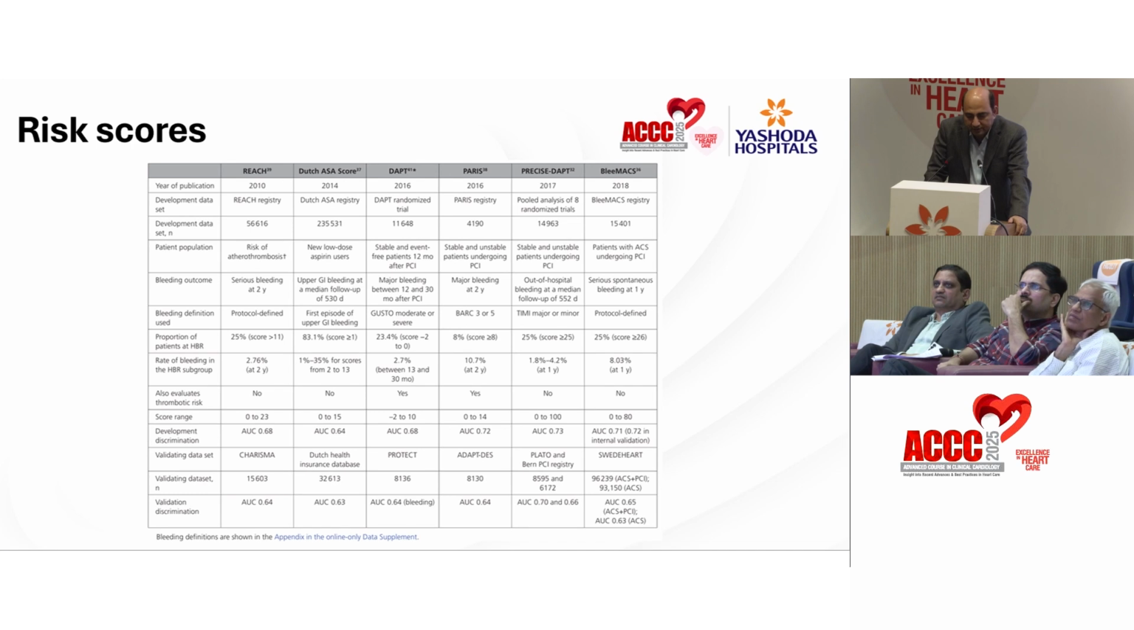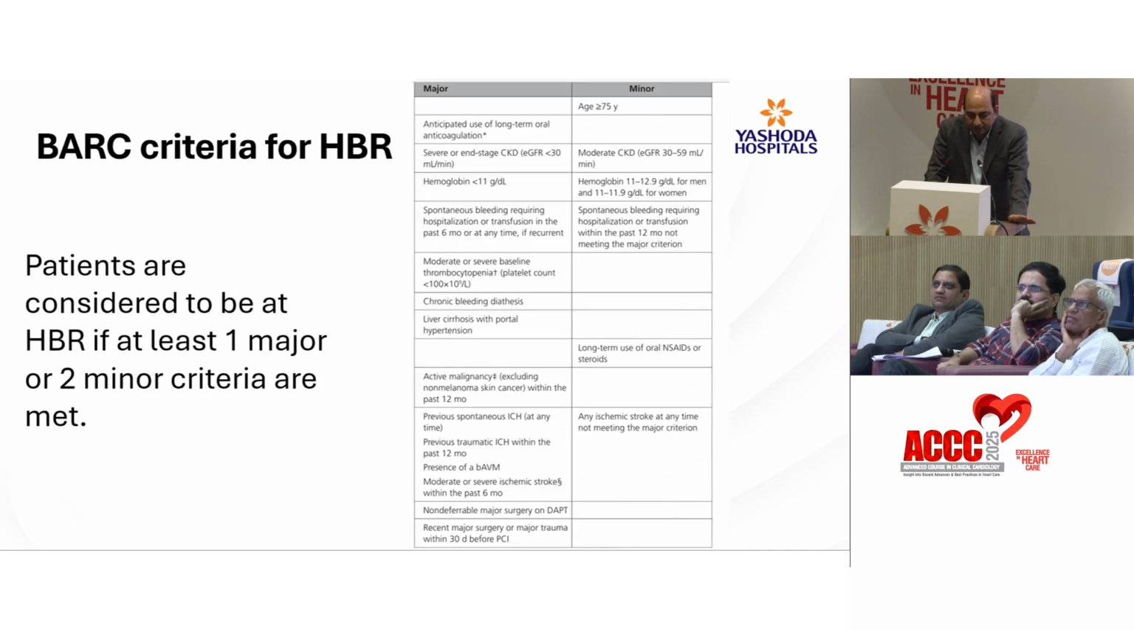The REACH score, DUS score, almost 6 scores were there. But currently the most standard is the BARC criteria for HBR, where they have classified the patient into 2 categories, major and minor. And if the patient has 1 major or 2 minor criteria, he is considered as a high bleeding risk. And out of all this, I'll enumerate 1 criteria which many times we ignore, that is hemoglobin less than 11 gram per deciliter is a high bleeding risk major criteria.